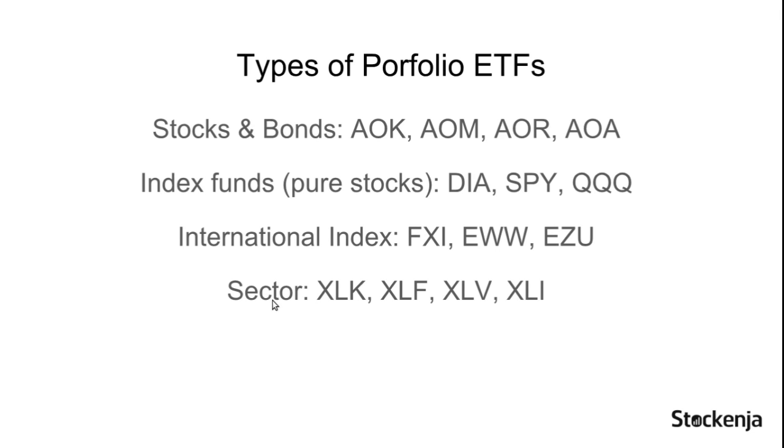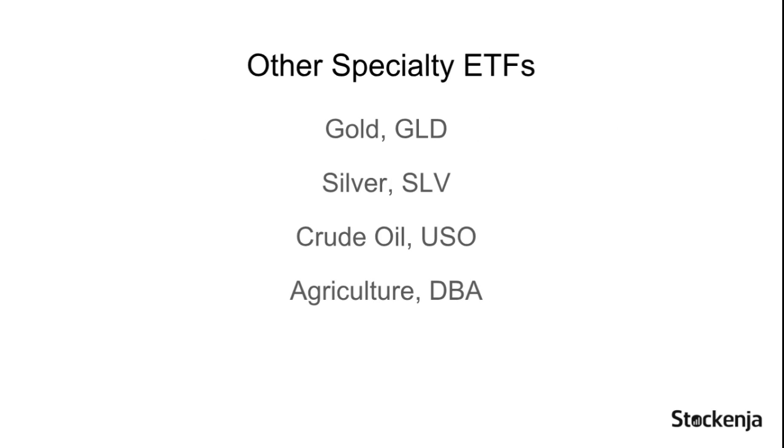The fourth type of portfolio funds are US sector funds. These funds are also very popular, and they can provide opportunistic investors with more return. For example, if you want to seek lots of growth, then the technology sector fund, XLK, might be a good fit for you. Some other examples of sector funds are XLF for the financial sector, XLV for the healthcare sector, and XLI for the industrial sector. Next up, let's talk about some other popular ETFs.